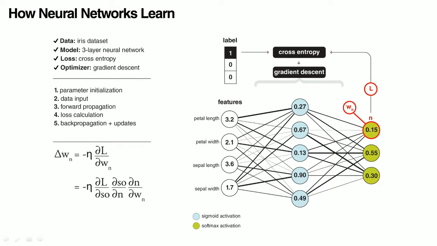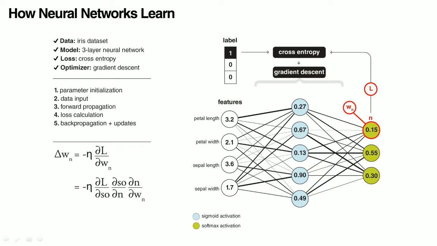So the gradient will be the derivative of the loss with respect to the softmax function, multiplied by the derivative of the softmax with respect to the linear operation that's happening in node n, multiplied by the derivative of the linear operation of node n with respect to the weight.